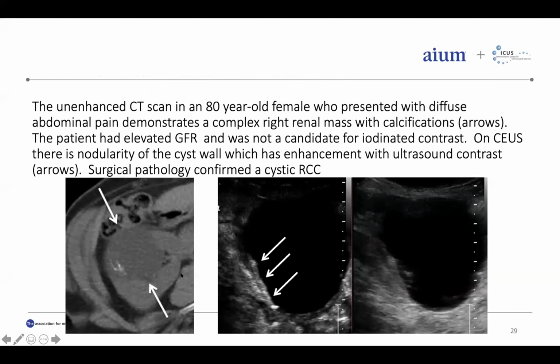Again, we use this a lot. Patients cannot get CT. Here's a complicated cystic lesion with some calcifications. On ultrasound with contrast, we can see that there is a component along the wall that's markedly enhancing. And again, this was a cystic renal cell carcinoma.